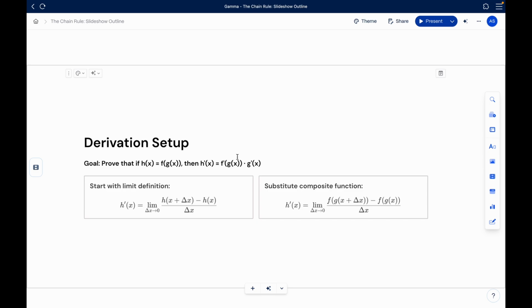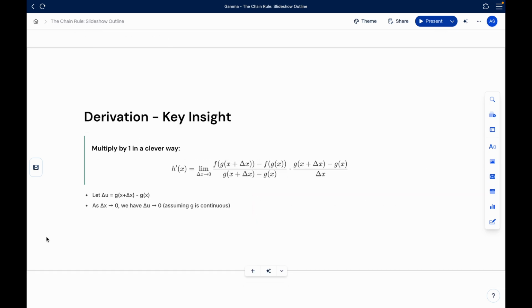Now, I haven't exactly shown this version of the limit definition, but delta x is pretty much h, but since we're using h dash of x, I decided to change it to just delta x. Now let's substitute the composite function. So we have f of g of x plus delta x minus f of g of x, divided by delta x.